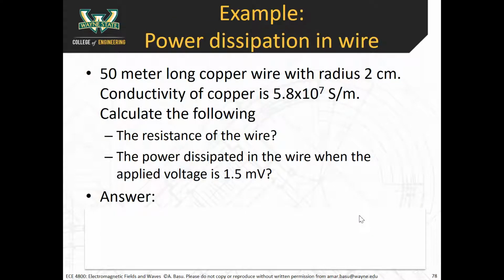A 50-meter long copper wire with radius 2 centimeters. Conductivity is 5.8 times 10 to the 7th. Calculate the following. What's the resistance of the wire? What's the power dissipated in the wire when the applied voltage is 1.5 millivolts? Would you guys like to try this problem now in class just to get a little bit of practice, or do you want to just leave it for the homework? Like to try it now? Okay, great. Let's do it.